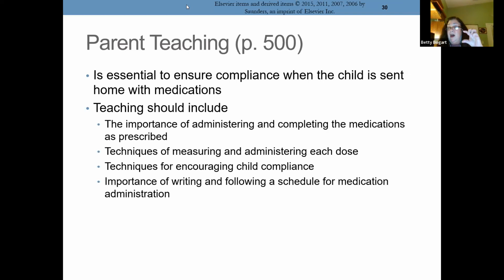Or do they want it in a cup? Do they want it in a spoon? Do they want it in a syringe? Do they want to take it themselves? Get the child involved with it, and the kid will do a lot better taking their doses of medication.